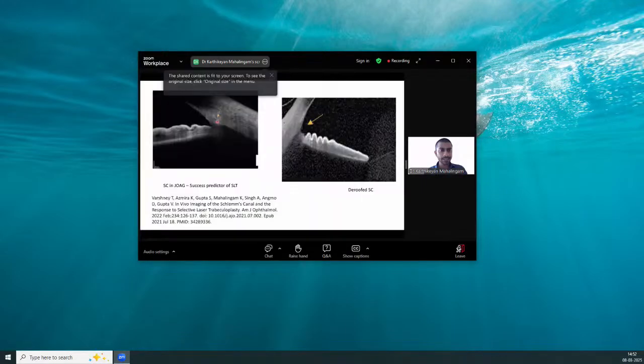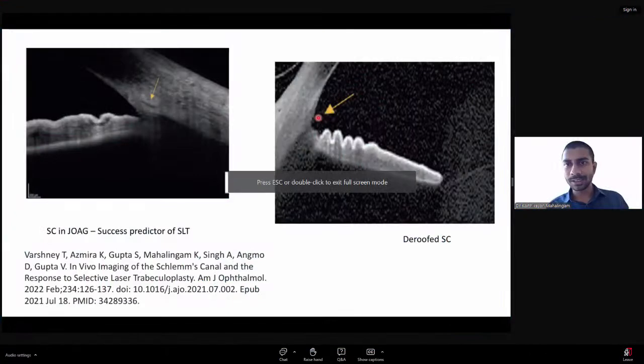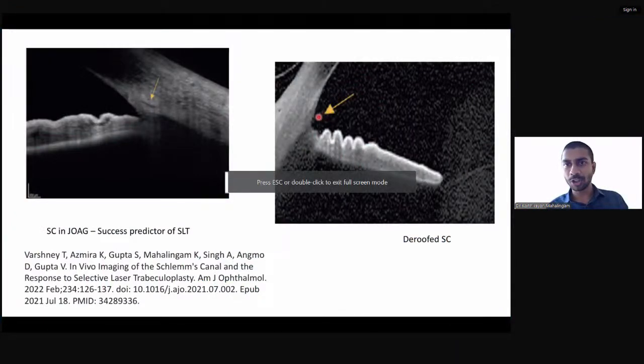A study by Vinay sir showed that presence of Schlemm's canal, that is identifying Schlemm's canal, is a predictor of success after SLT in patients with JOAG. So patients in whom, in a normal angle, we can identify the Schlemm's canal have a higher success rate if you do SLT. And this is an image in a patient post gonioscopy-assisted transluminal trabeculotomy, where we can see the de-roofed Schlemm's canal. Here we can see the Schlemm's canal. Here it has been de-roofed, and there is a cleft seen here.